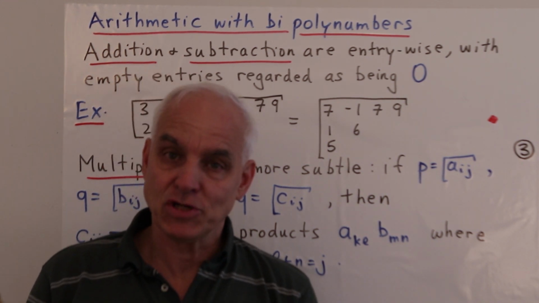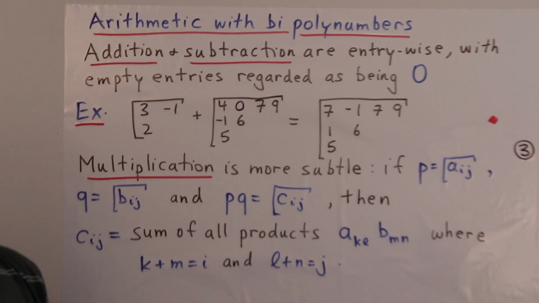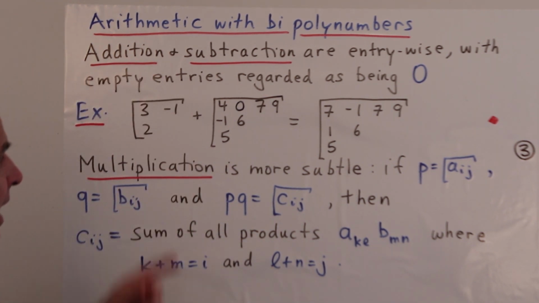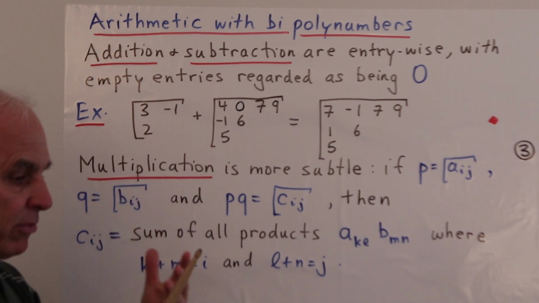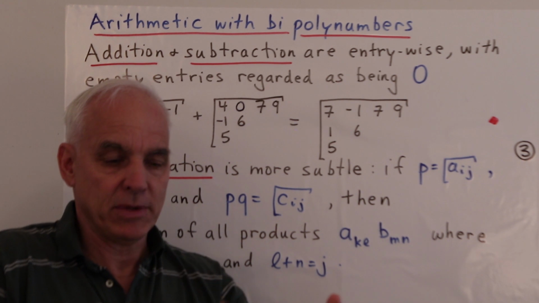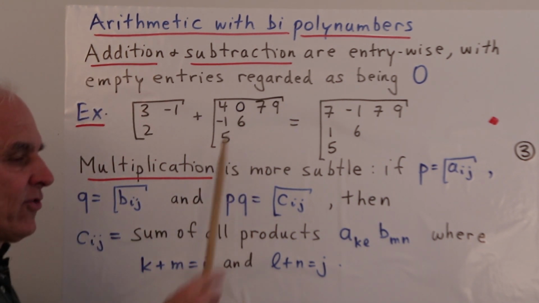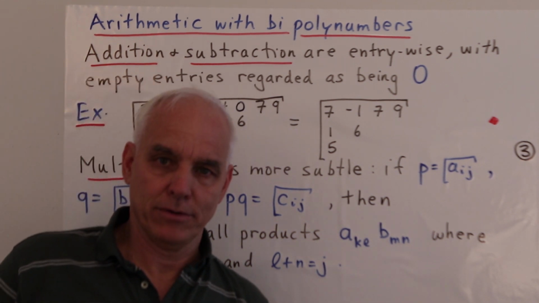The simple operations of addition and subtraction are pretty easy to understand. They're just component-wise, or entry-wise. And notably, the two bipolynumbers that we're adding, say, do not have to have the same size. The entries don't have to be in the same places, because we are agreeing that whenever there's a space, that's really the same as having 0 there.